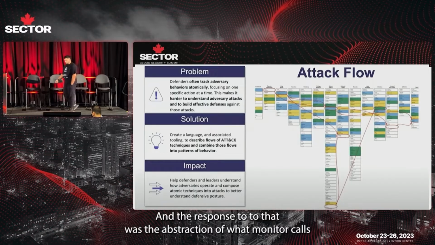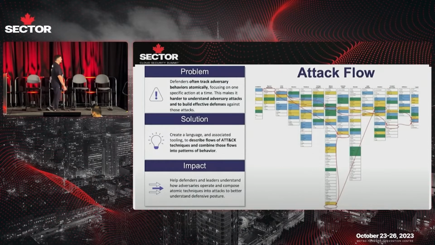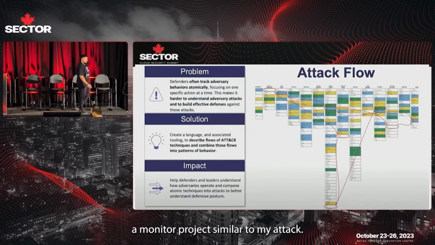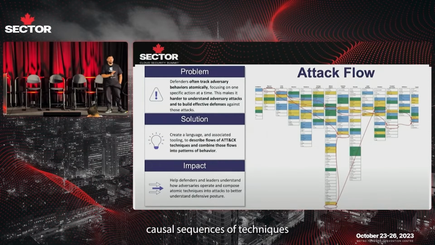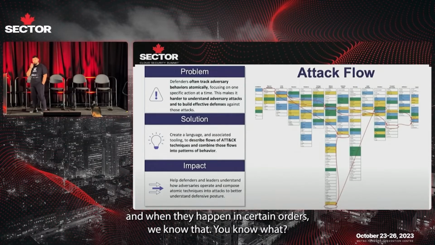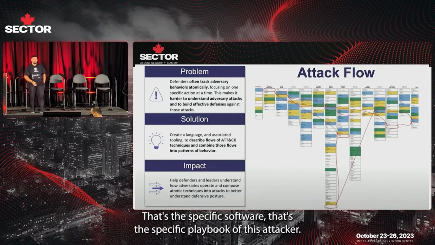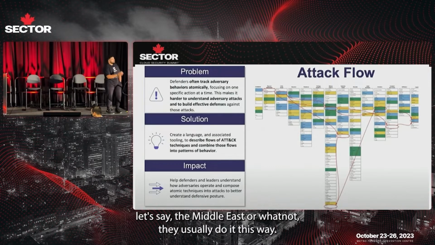And the response to that was the abstraction of what MITRE calls the Attack Flow. So if you guys are not familiar with what is an Attack Flow, it's a MITRE project similar to MITRE ATT&CK. However, this one is based on looking for causal sequences of techniques. Techniques that happen in certain orders. And when they happen in certain orders, we know that, you know what, that's the specific software. That's the specific playbook of this attacker. So maybe this APT that runs in Latin America and targets mainly, let's say, the Middle East or whatnot, they usually do it this way.